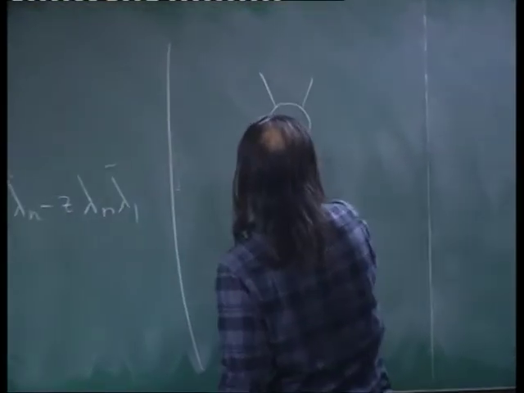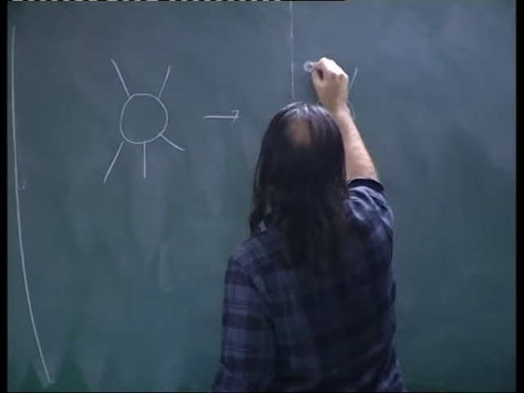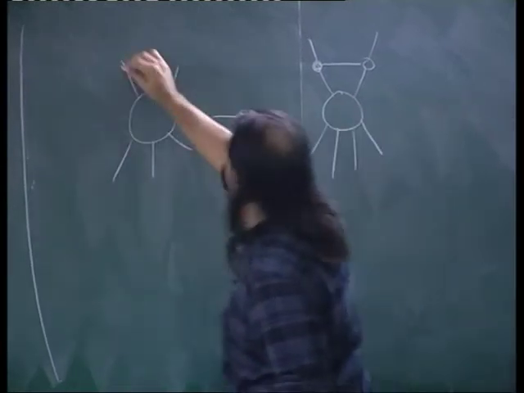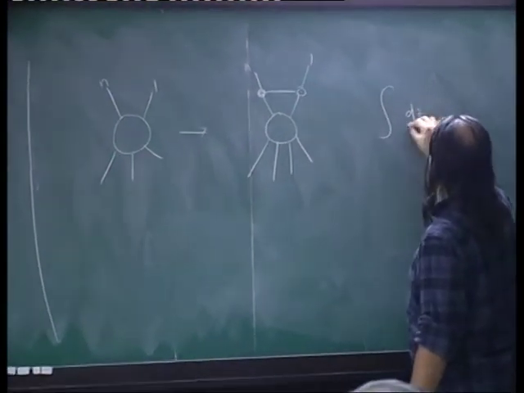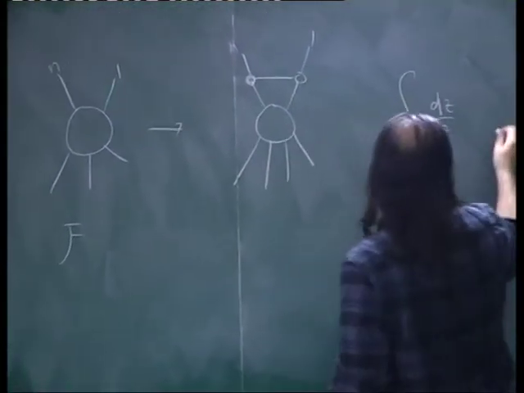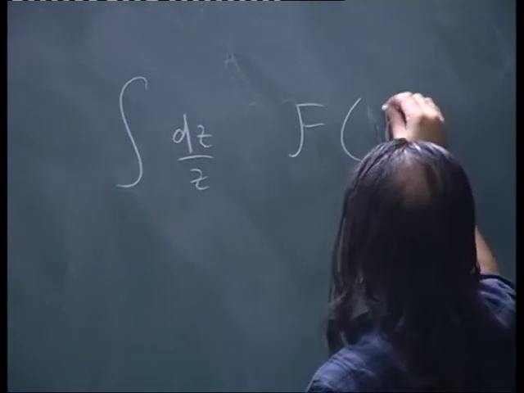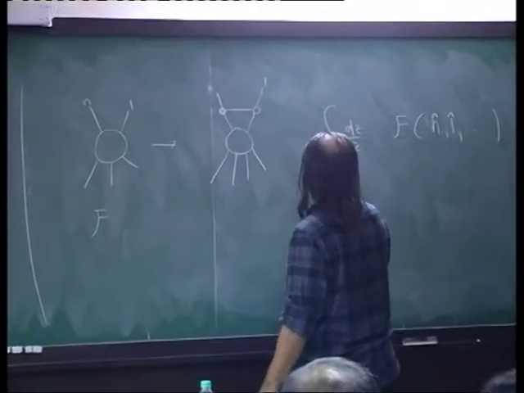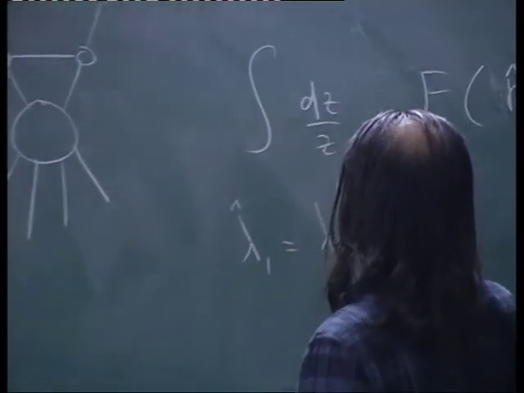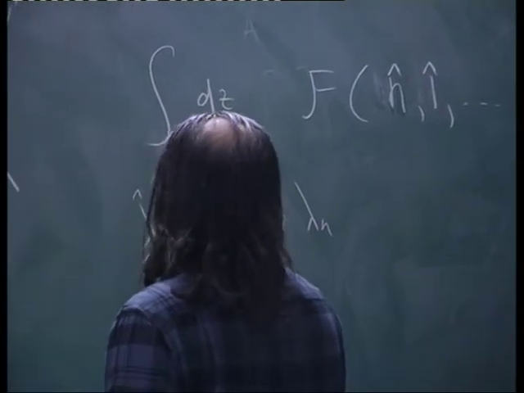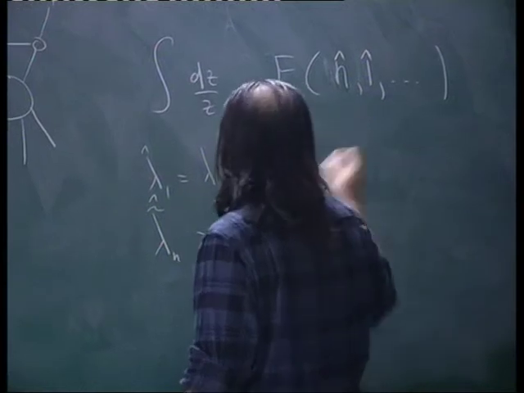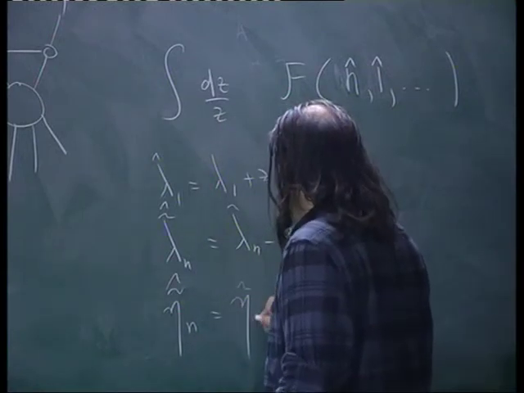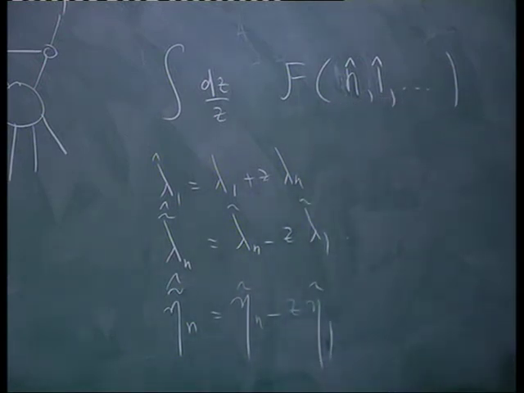So if I summarize this, if I take something and I add a bridge to it, it's called the BCFW bridge because this deformation is exactly the BCFW deformation. I get dz over z. So if this thing was f, this is going to be dz over z, f of 1 hat, n hat, and everything else is the same, where those are the rules. So lambda 1 hat is lambda 1 plus z lambda n. Lambda tilde n hat is lambda tilde n minus z lambda tilde 1. And if you do it supersymmetrically, the eta tildes also shift. Okay. Beautiful.